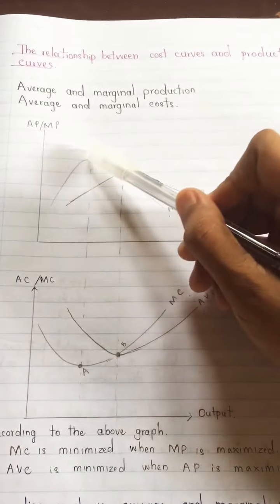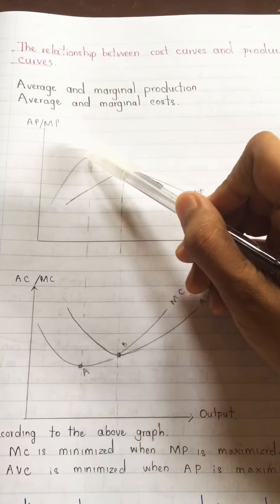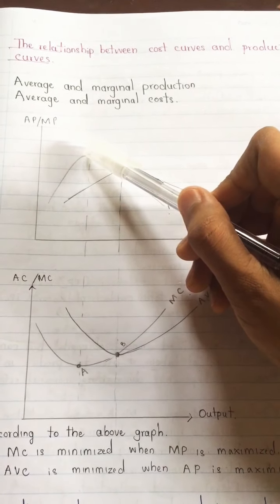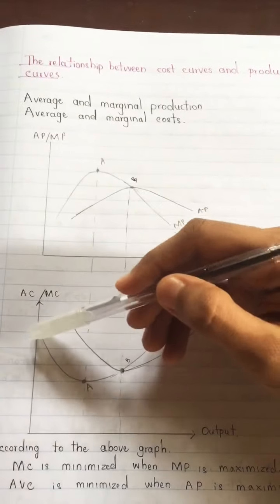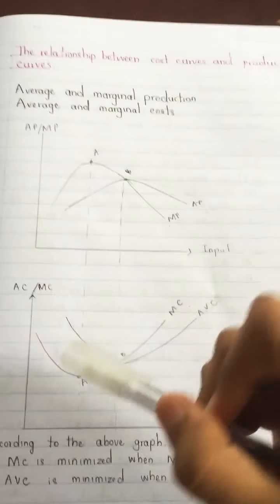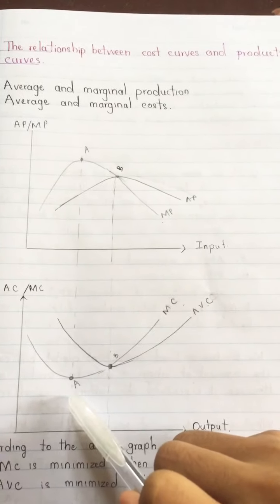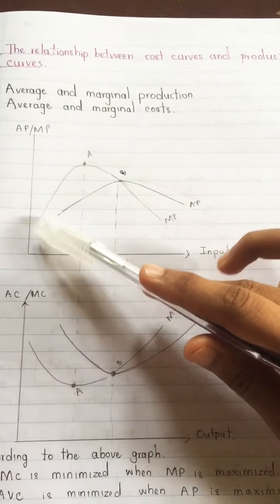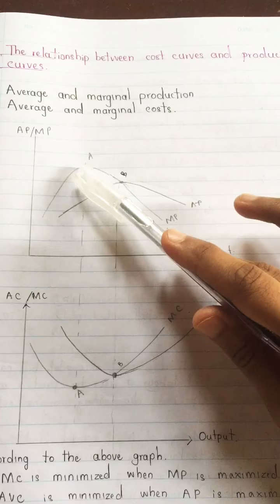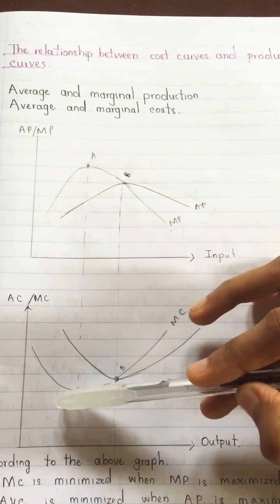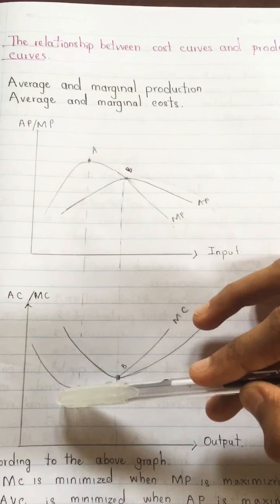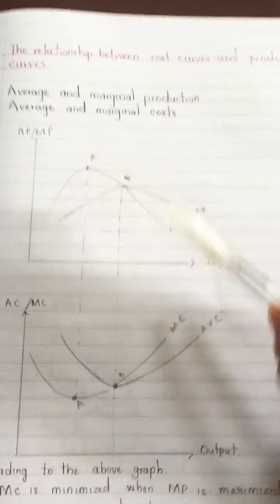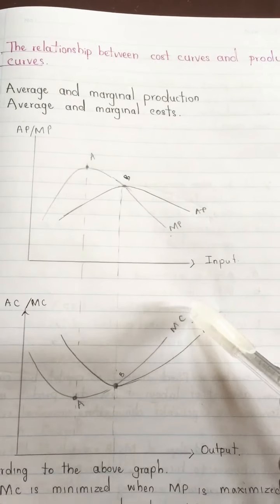So when the marginal product curve is increasing, rising, at the same time the marginal cost curve is falling. This is because when you produce more and more, up to a certain point your marginal cost is falling to the minimum and then it is rising. Okay, then the cost is rising.